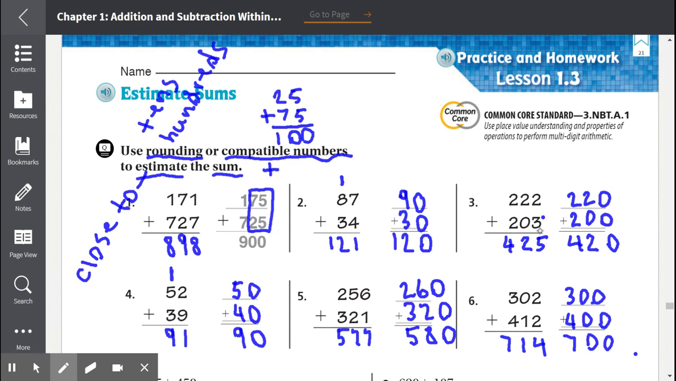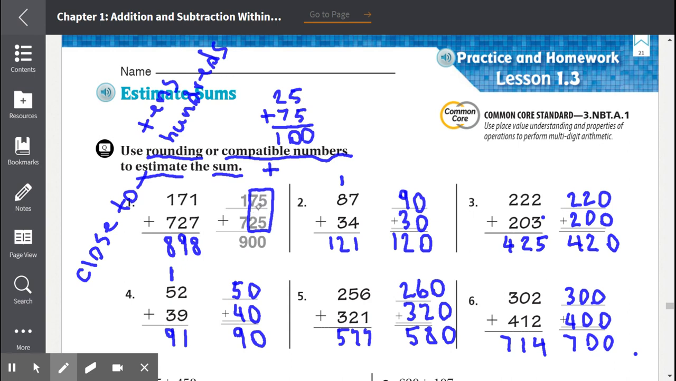203. If we would have rounded to the nearest 100, we would have got 200. Number 87. If we would have rounded this to the nearest 100, it would have been 100. If we would have rounded to the nearest 100, it would have been 0. But with small numbers, with numbers in the tens with just two digits, we don't round these to the nearest 100. We usually round these to the nearest tens.